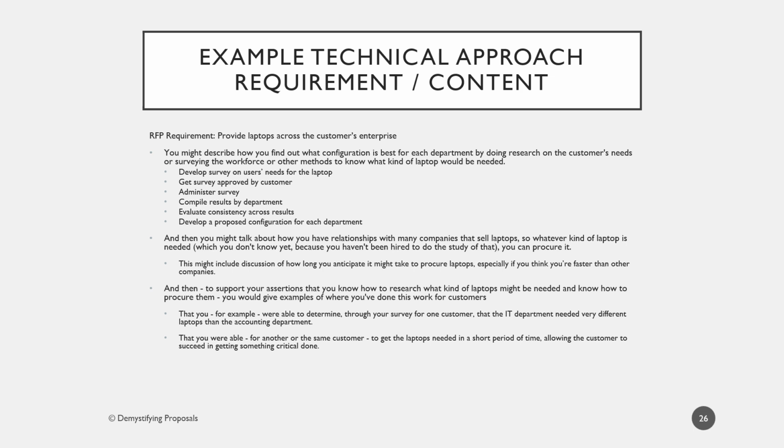And then to support your assertions that you know how to do the research and how to procure the laptops, you would give examples of where you've done this work for customers. That you, for example, were able to determine through your survey for one customer that the IT department needed very different laptops than the accounting department, which is probably true. And then you were able for another customer or the same customer to get the laptops needed in a short period of time, allowing the customer to succeed in getting something critical done. That's an example of proof points that you would want to include in your proposal.